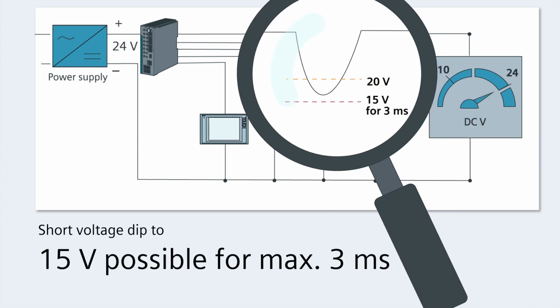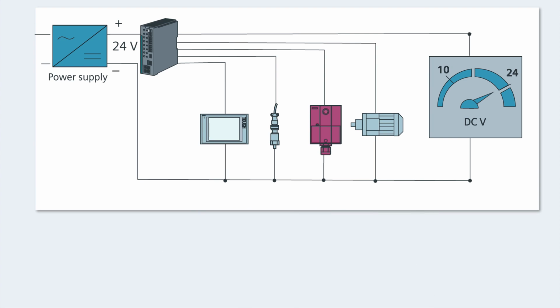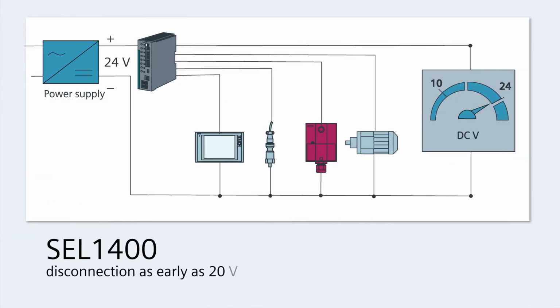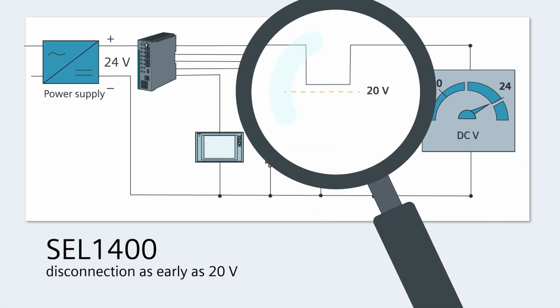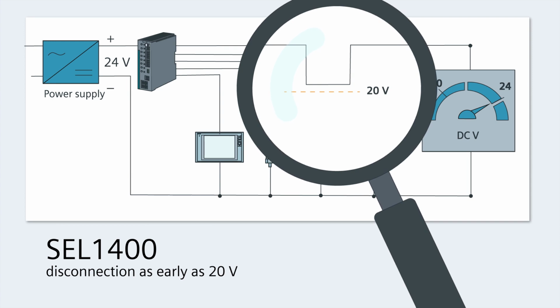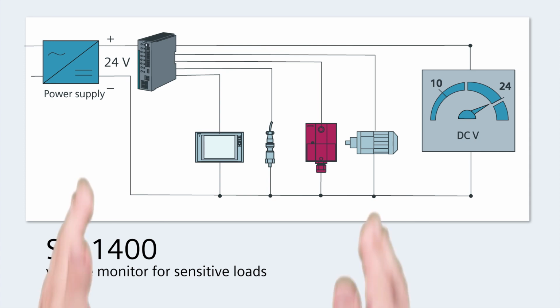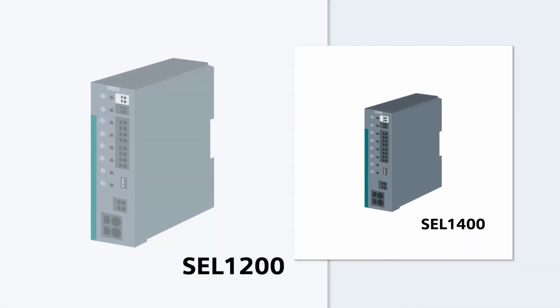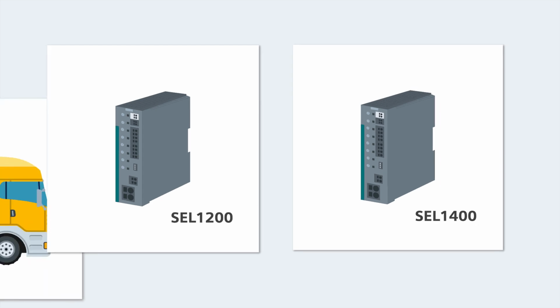The voltage can dip from 24 volts to 15 volts for a maximum of 3 milliseconds in the event of a short circuit. But this poses no problem for most loads. An alternative is the SEL1400 with its limiting characteristic that immediately disconnects the relevant output if the voltage dips below 20 volts. The SEL1400 also features voltage monitoring, which can be especially beneficial for loads that don't conform to the PLC standard. Choose the clever alternative to the miniature circuit breaker, the new SITOP SEL1200 and SEL1400 selectivity modules.